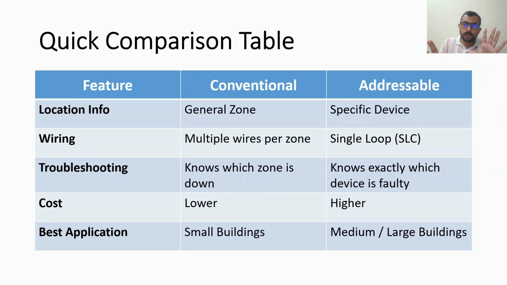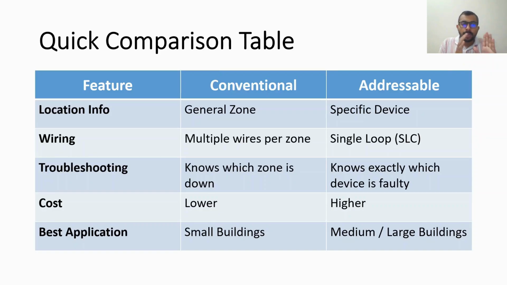Here we are going to compare the conventional and the addressable system in terms of 5 different aspects. It's just like a summary of whatever we have discussed. When it comes to location, the conventional system will give you information zone-wise, while the addressable system will give you information about the specific device. Wiring: every zone will have multiple wires in the conventional system, but the addressable is just one loop. That is, a single loop.